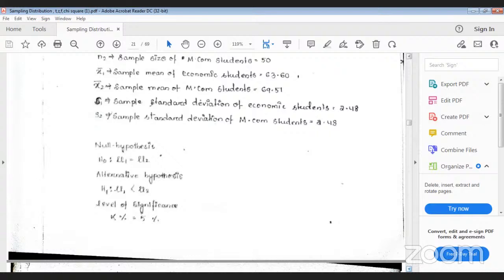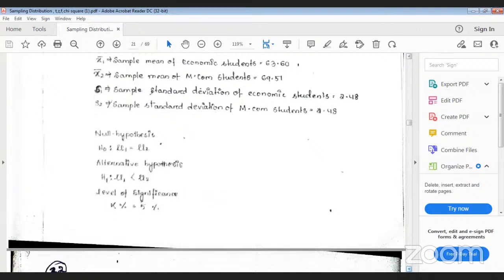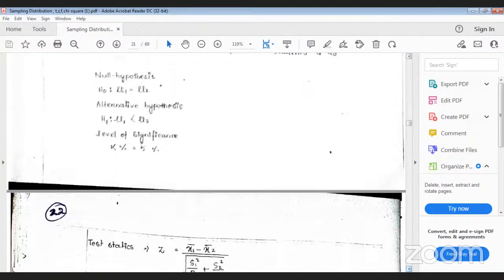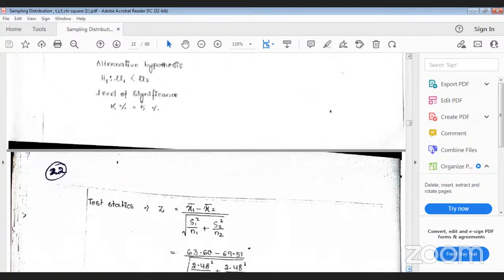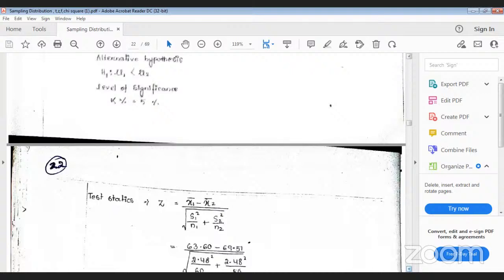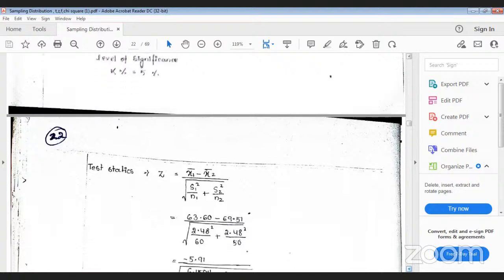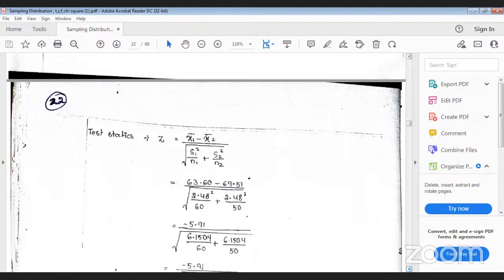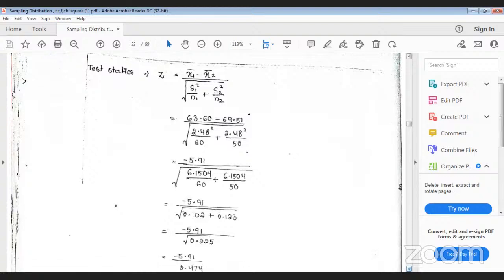If it is less than, then it is left-tail. Left-tail test comes under one-tail test, not two-tail test. So the level of significance is obviously 5%. Then the Z formula remains the same: x1 bar minus x2 bar, and since the sample standard deviation is given, root over s1 square by n1 plus s2 square by n2. Then you put the values and get the answer directly.